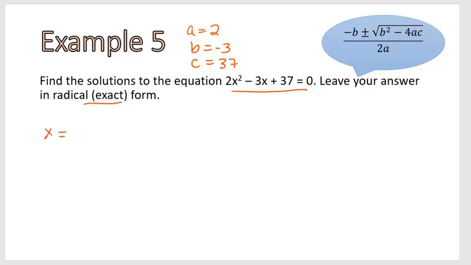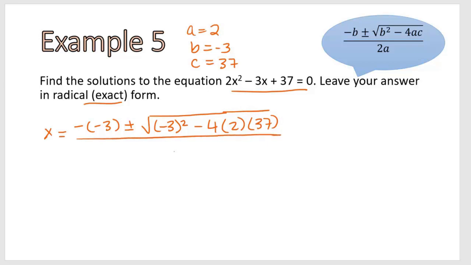Filling in the quadratic gives us negative times negative 3 plus or minus the square root of negative 3, all squared. Again, we'll have brackets around that negative 3 to make sure that we get positive 9 out of that. Because all of b is squared, not part of b, all of b, which includes the negative. In any case, minus 4 times a times c. All of that is divided by 2 times a, or 2 times 2.